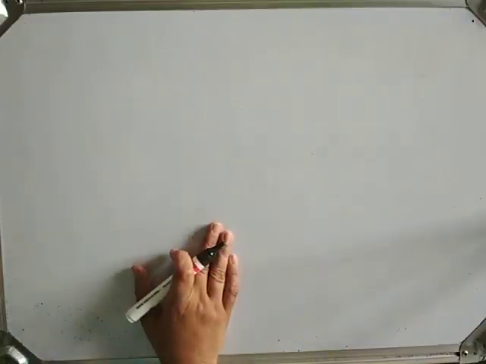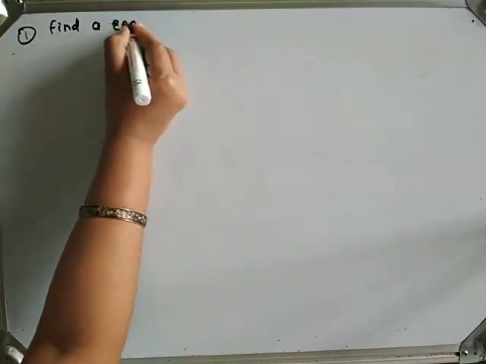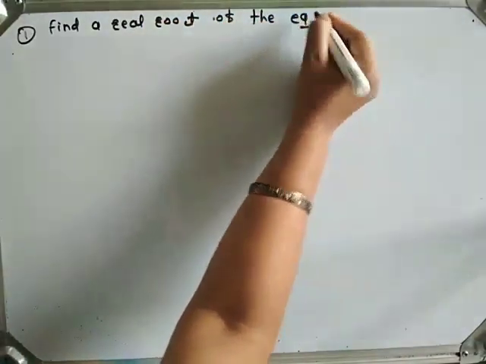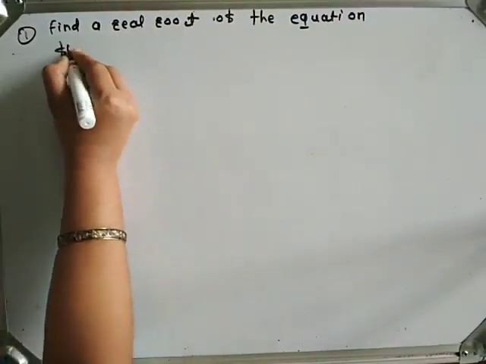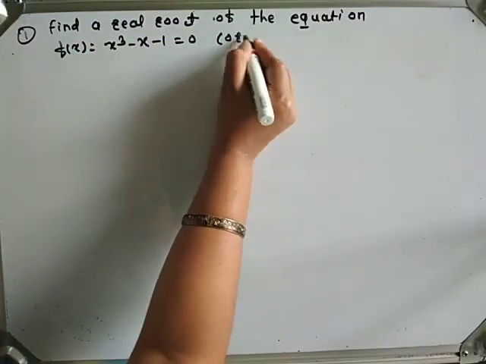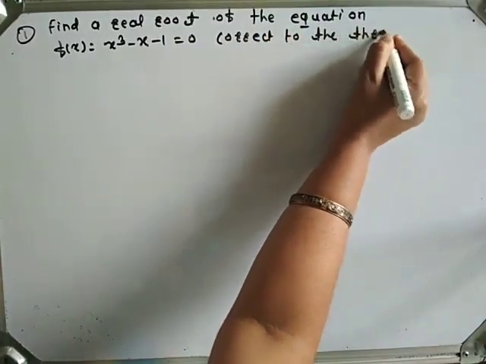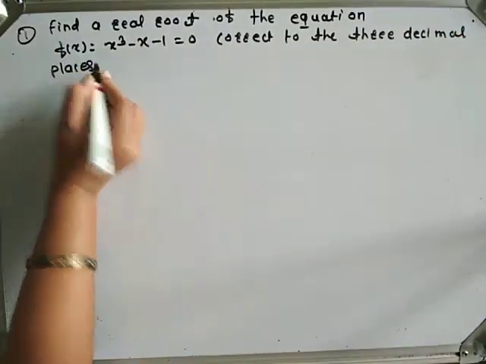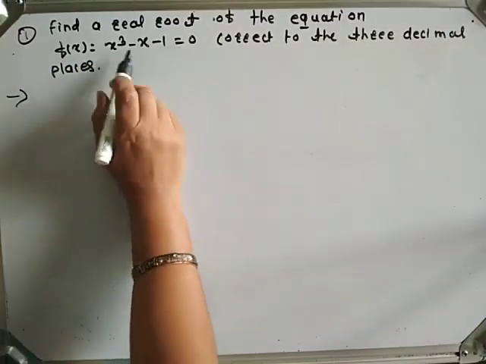Now we will see examples on the bisection method. Example number 1: find the real root of the equation f of x is equal to x cube minus x minus 1 is equal to 0, correct to 3 decimal places. We have to find the real root for this equation.